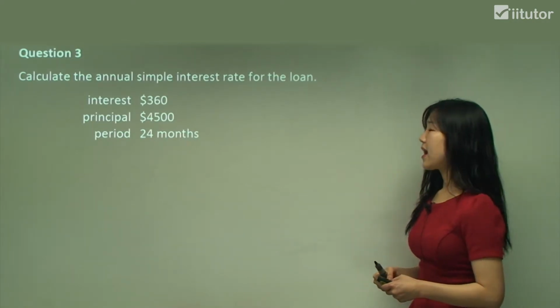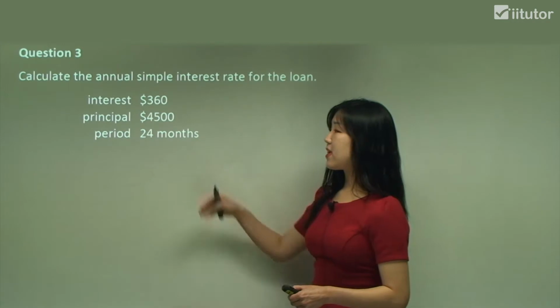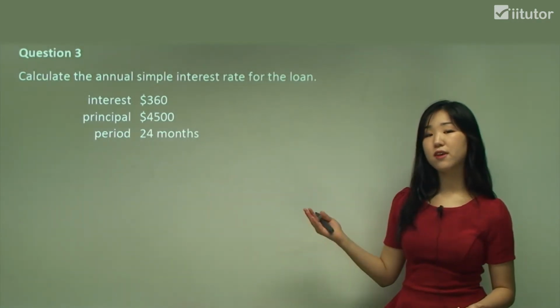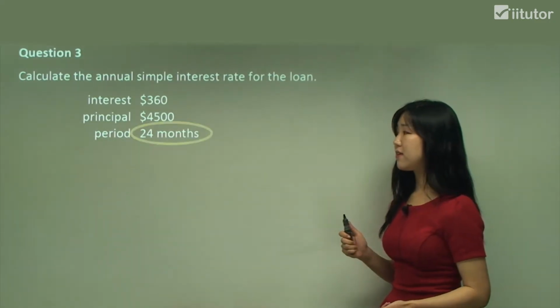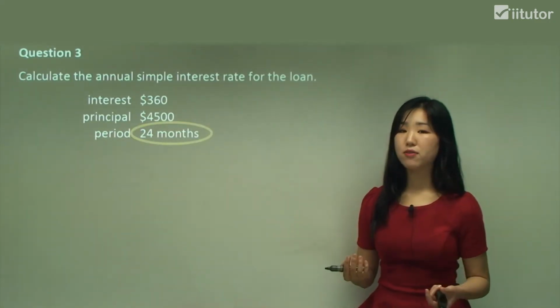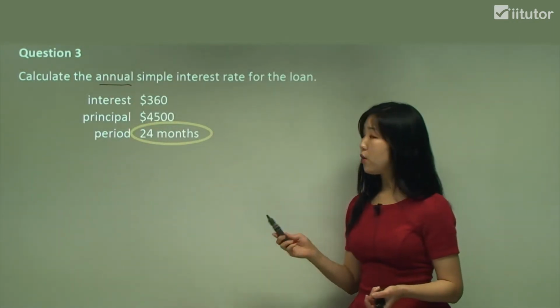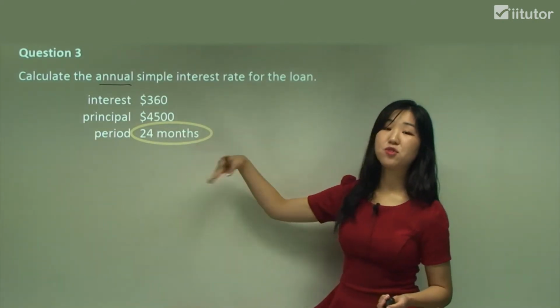Question 3. Calculate the annual simple interest rate for the loan. So again, they give us the interest, the principal, and the period, so we can find the rate using our formula, can't we? Now, one thing you're going to be very careful of here is that the period is in months, and we want the annual simple interest rate. So we have to match up these units. So we have to convert our months to years.